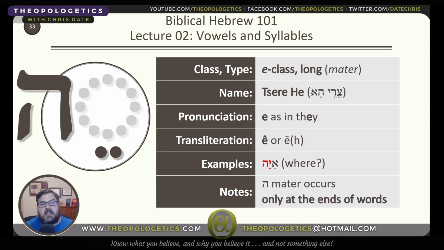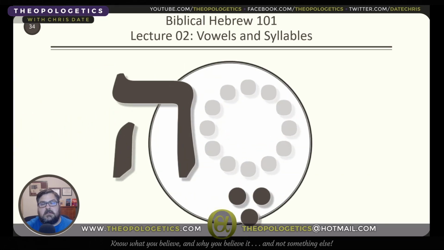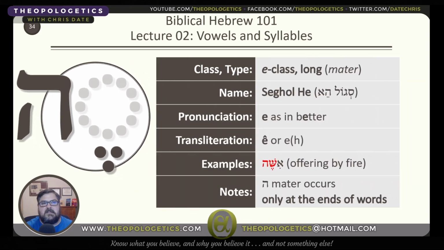The word aye has that tsere hey vowel at the end of it, and that means where. And again, just as a reminder, hey maters cannot occur anywhere but at the ends of words. The short E class vowel also has a hey mater. This is segol hey. Again, pronounced just like an ordinary segol, the E in better, but it's transliterated either with an E with an upward pointed caret over it, or an E with an H in parentheses after it.